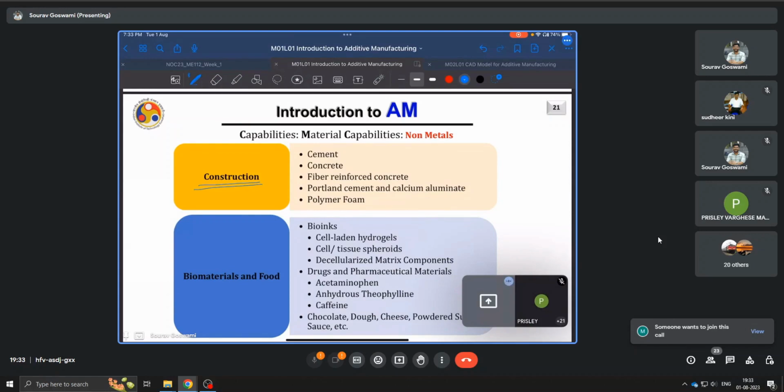biomaterials and food. Food 3D printing is an interesting concept that I came across, and they use these biocompatible nozzles for printing food. Say these can be used for extruding cream or dough or the like. And you can have these very beautiful, intricate patterns which are otherwise difficult to achieve, as well as, of course, customized food. A very interesting application.